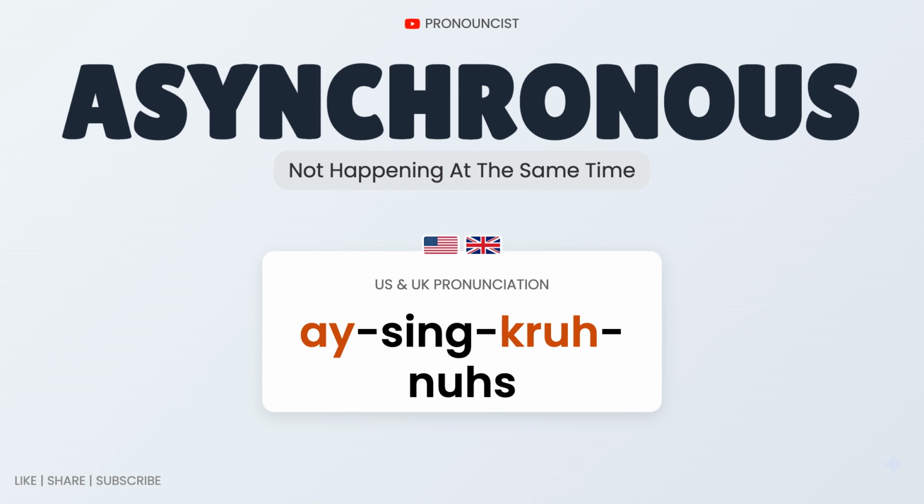Asynchronous. Practice repeatedly and you'll soon be able to say this word perfectly. The best way to practice is to repeat the syllable multiple times. The meaning of the word is not happening at the same time. Try repeating this word several times to improve your pronunciation.